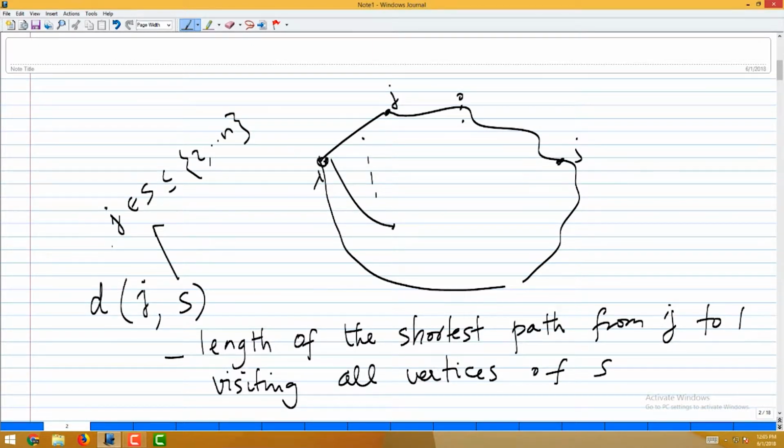Suppose S is a singleton set {j}. Then S is not empty, because I want j to be in S. So, if S is a singleton set, then what is this number? Just read what it is saying: the length of the shortest path from j to 1 visiting all vertices of S. But S contains only j, so I visited it. So, what is that length? d_j1, the length of the direct edge j1.